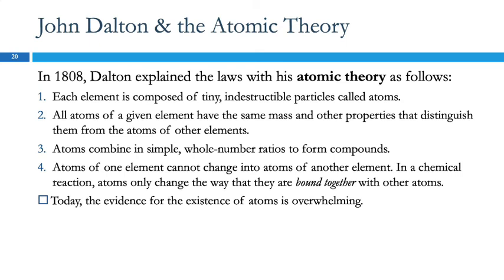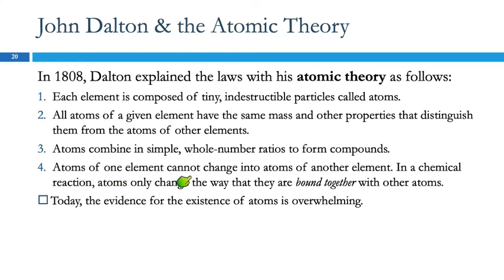So, remember, a theory explains things that we observe, right? So this is Dalton explaining stuff. Are all of these statements true? Not exactly. So this one, all atoms of a given element have the same mass and other properties. Well, later we discovered that there were different isotopes of the same element. But instead of throwing out the whole theory, it just needs to be adjusted a little bit.